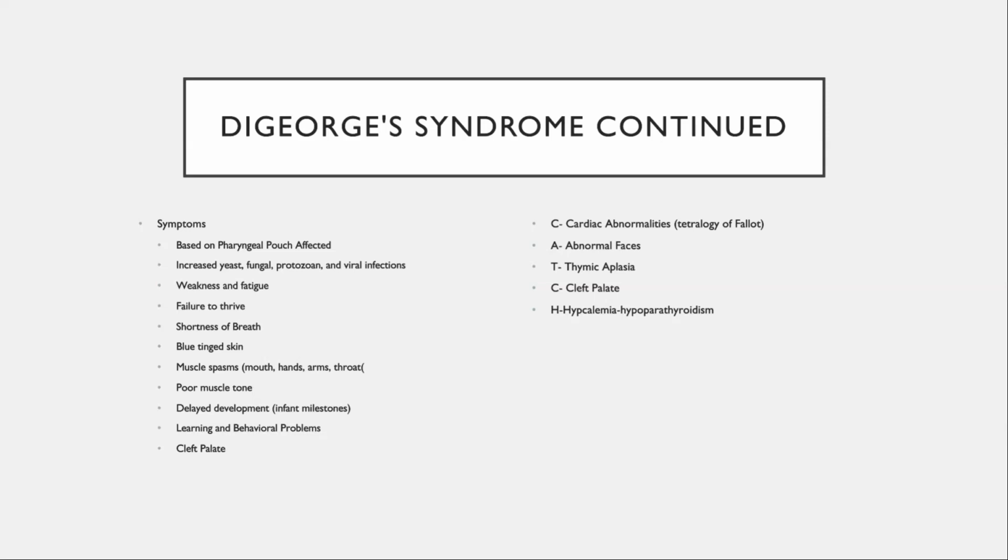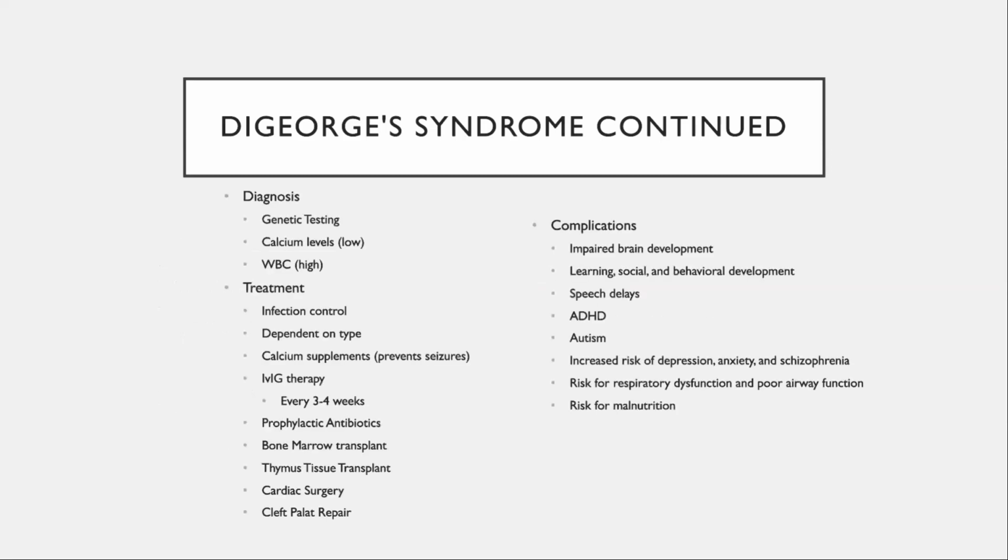An acronym that is used to describe the more severe symptoms of DiGeorge is CATCH. So cardiac abnormalities, especially the tetralogy of Fallot, abnormal faces, thymic aplasia, cleft palate, and hypocalcemia and hypothyroidism. The diagnostics are done through genetic testing, as well as measuring calcium levels, which will be low, and white blood cells, which will be high.